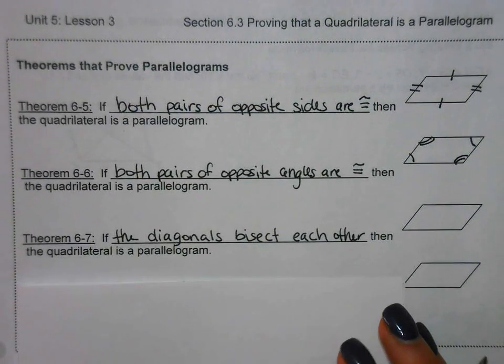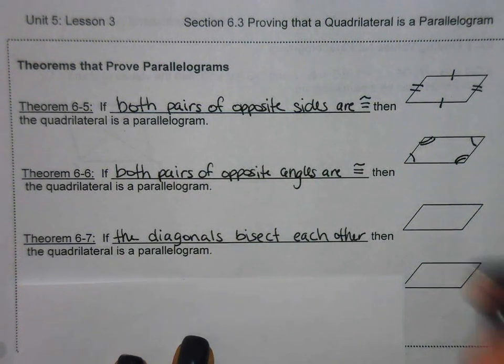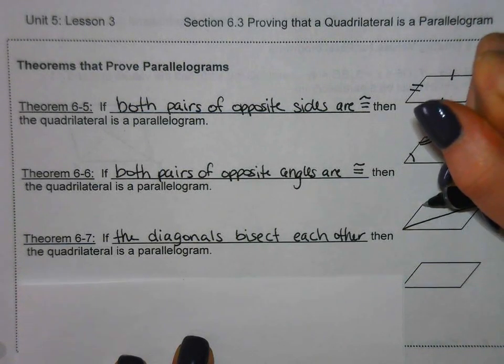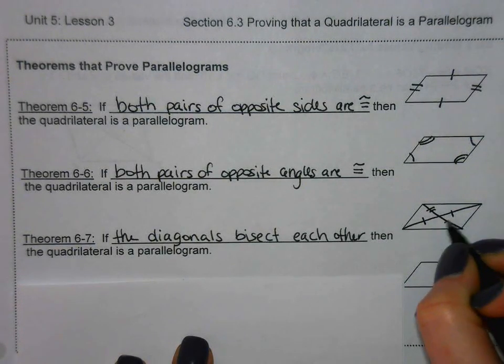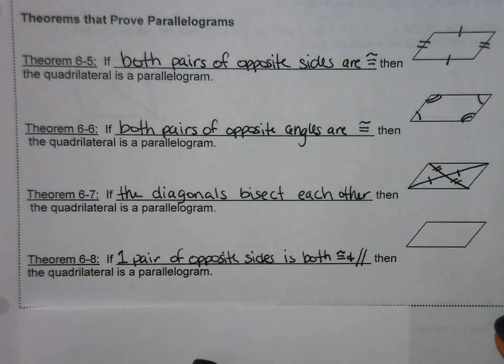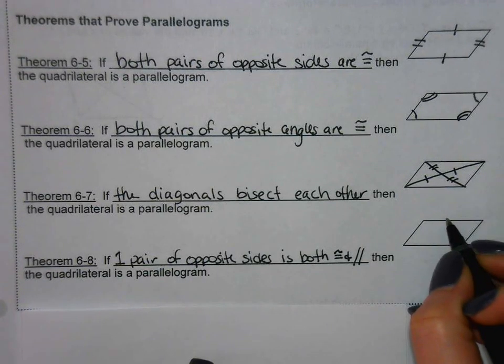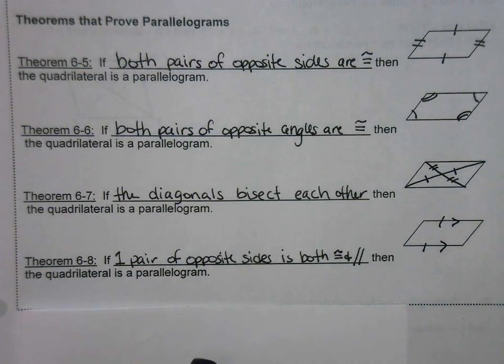Theorem 6.7, if the diagonals bisect each other, then the quadrilateral is a parallelogram. So if each of our diagonals bisect each other, then it's a parallelogram. And the last theorem, 6.8, states that if one pair of opposite sides is both parallel and congruent, then the quadrilateral is a parallelogram. So if they're both congruent and they are both parallel, then we know that our figure is a parallelogram.